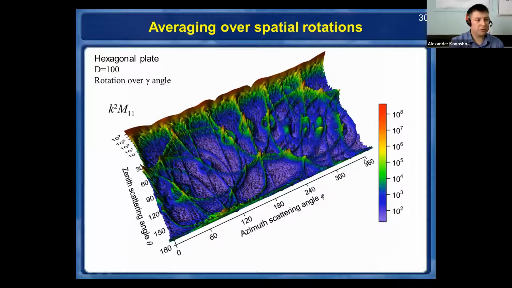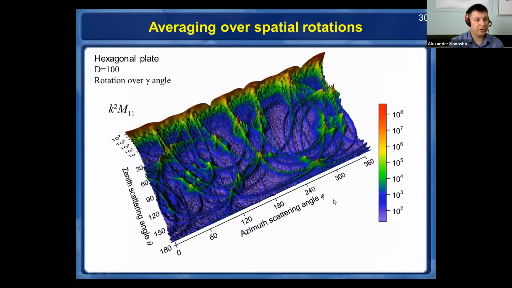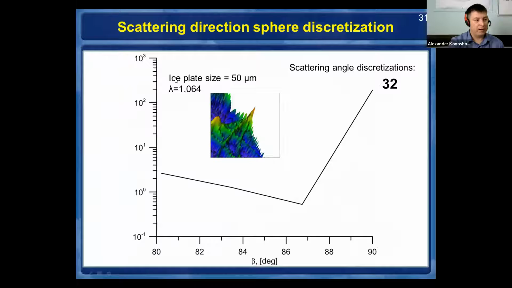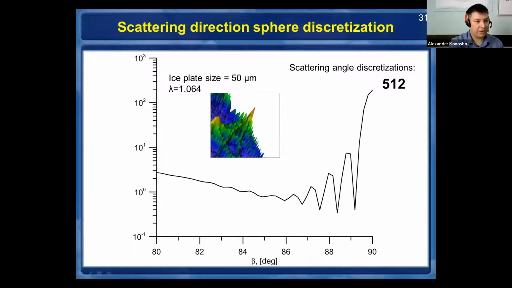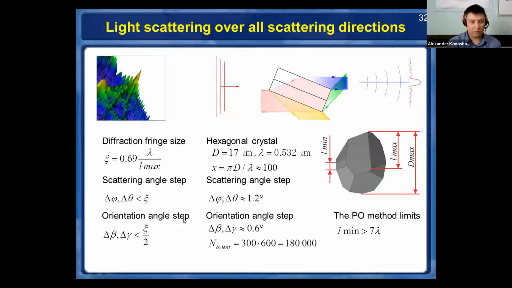What happens if you use a small number of orientations, like here for 50 micron particles, which is typical for ice crystals, and you use only a 32 angle discretization of the direction sphere? The solutions look like this for 64, 100, 200, 500, and 1000. So you have to use a 1000 discretization of the scattering sphere just to represent this diffraction pattern. And you also have to use enough orientations of particles.